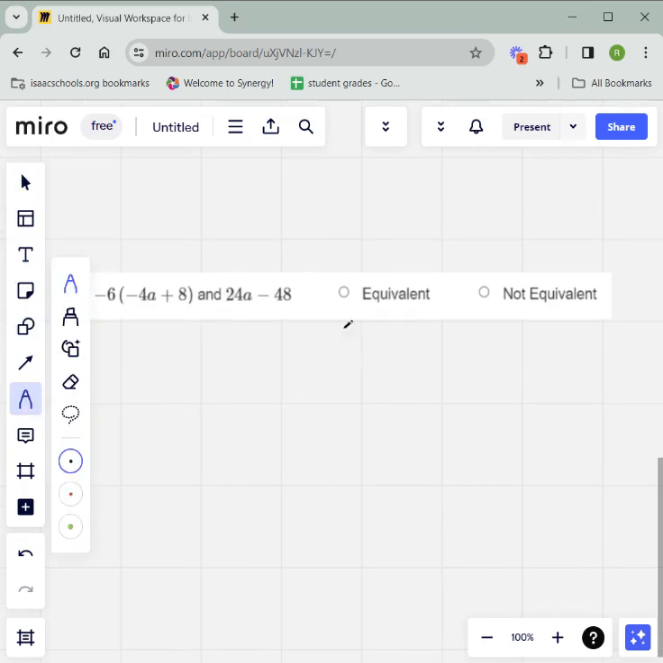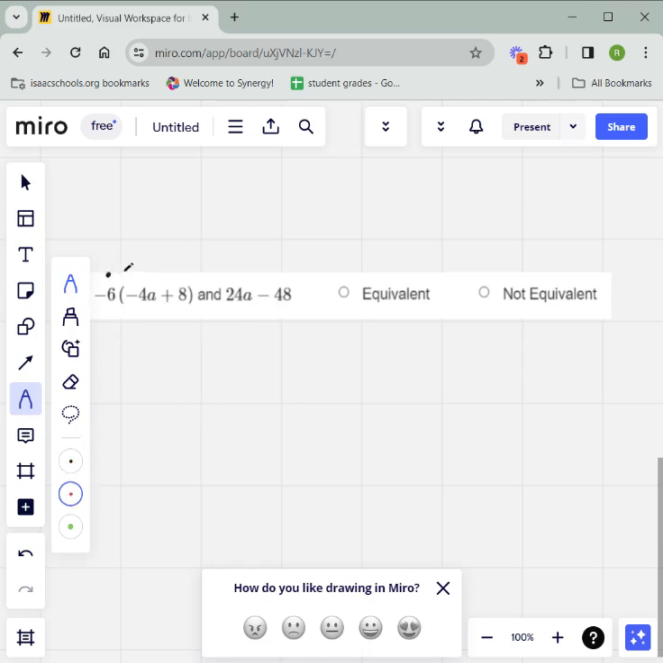Let's see whether they're equivalent or not. What you do, you distribute it, this one, with the first one. Symbol, negative times negative is positive. And the number, 6 times 4, that's 24. And the letter A. And then distribute this one to this. Negative times positive is negative.